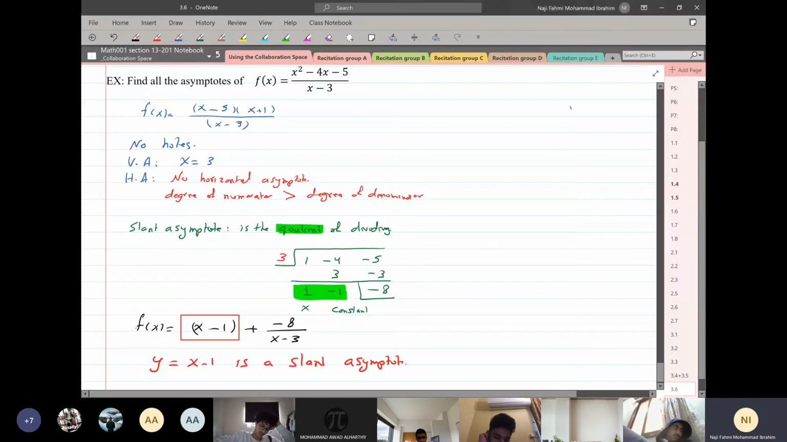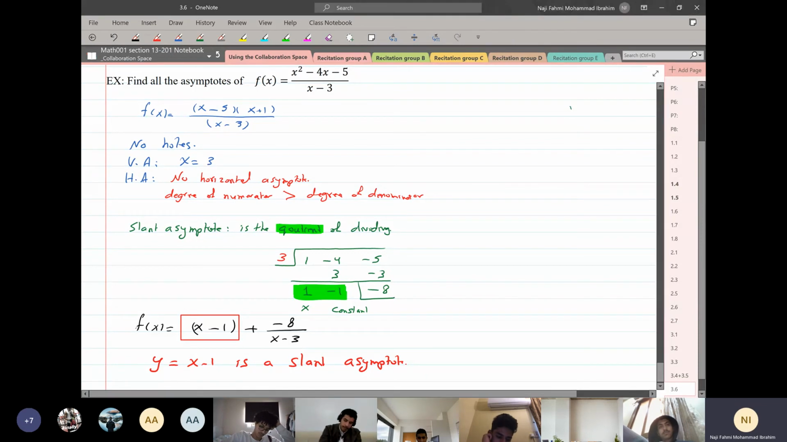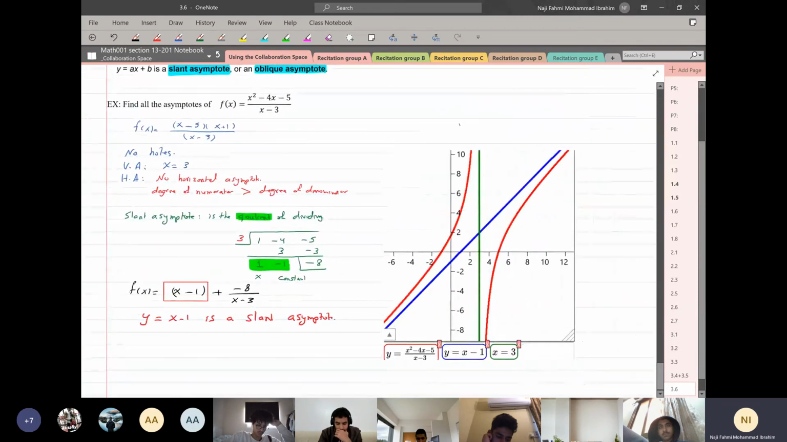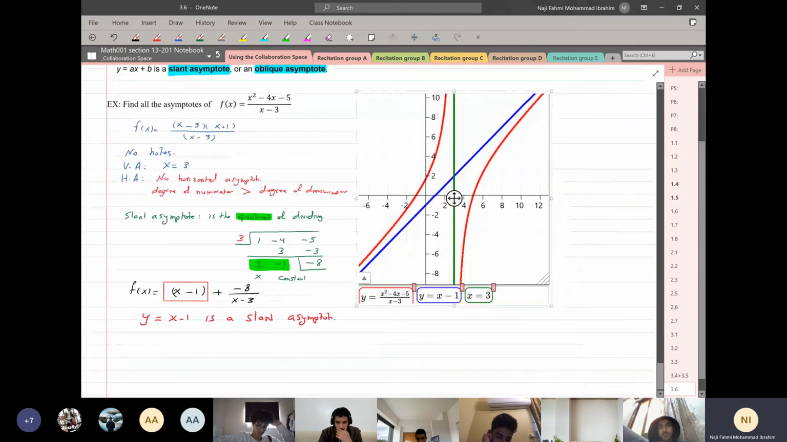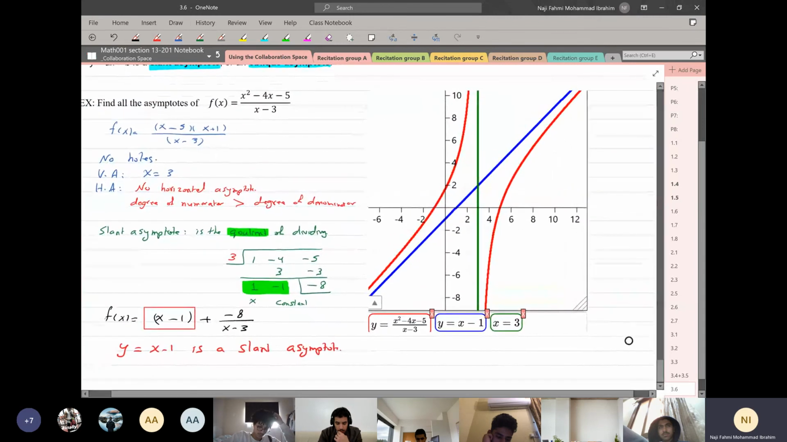This is the graph that you will see right now. Let me just put it somewhere here. This is the graph. Of course, it's the red curve. Now, in this red curve, do you see the blue line? This blue line is what now? The slant asymptote. And again, slant means it's not vertical and not horizontal.